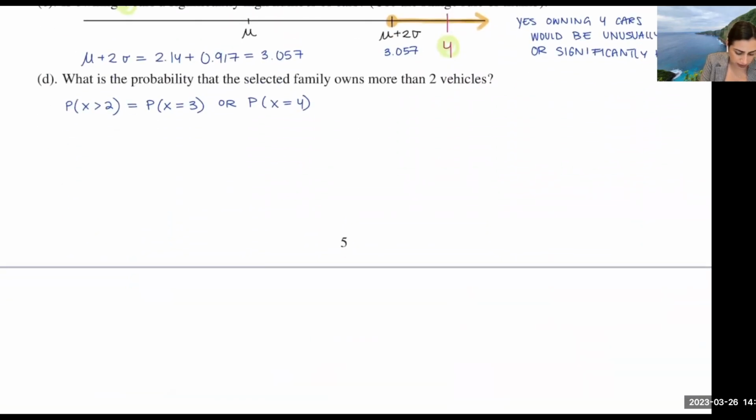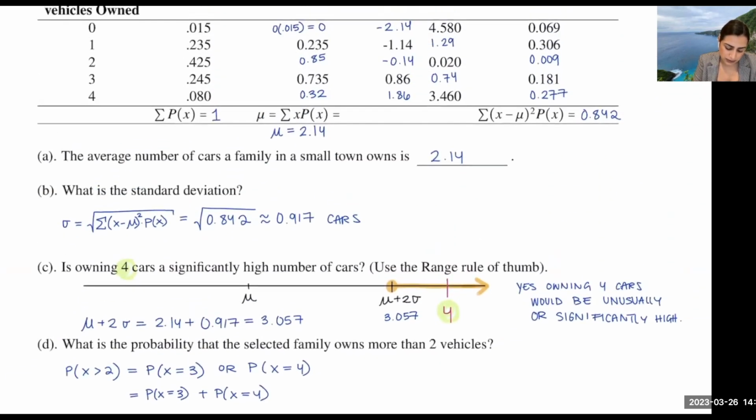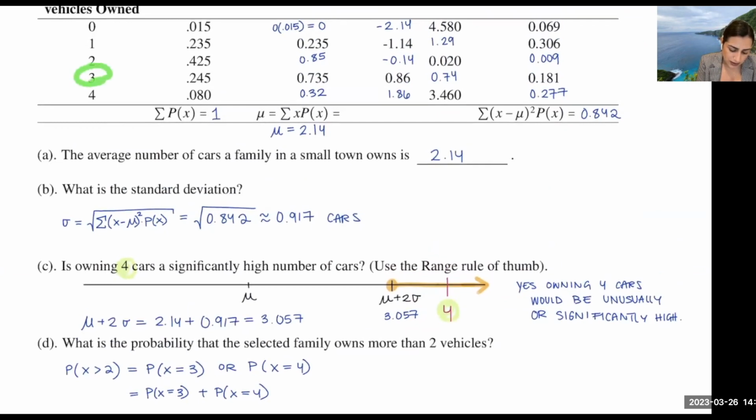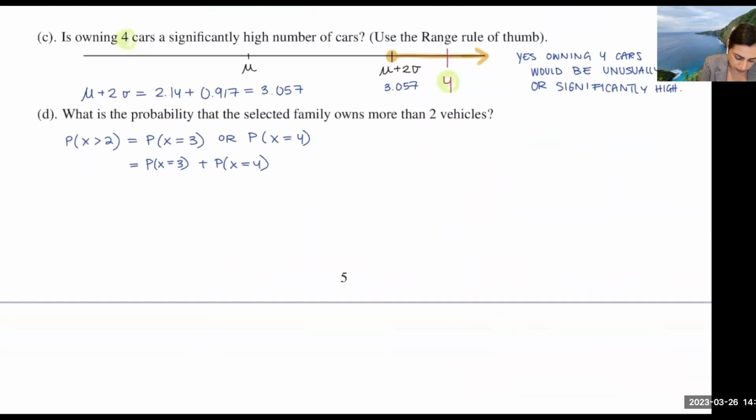And so we're going to go ahead and use our probability rules to find this probability. So we're going to look for the probability that x is equal to 3 plus the probability that x is equal to 4. And so we can just use the table. Notice that my table here tells me that the probability that x is equal to 3, that people own 3 vehicles, is 0.245. So I'm going to replace that there. And then the probability that people own 4 vehicles, that x is equal to 4, is this probability here, 0.080. So we're going to write those down here so that we can find this probability.